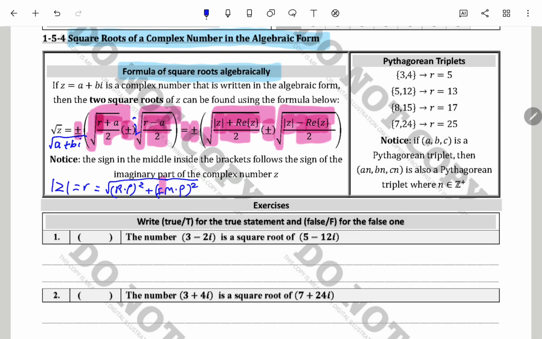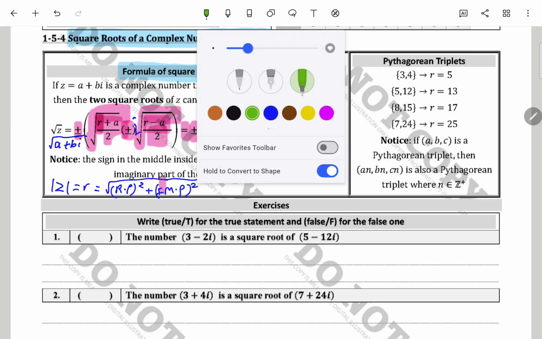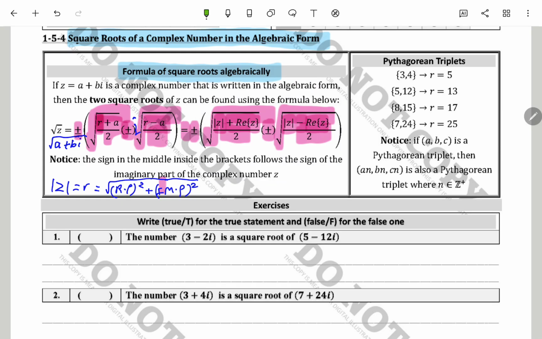The plus and minus in the middle, you have to take care about it, because if here you have a plus, you write a plus in the middle. And if it is minus, you use minus in the middle. You are not using both. Again, if you have a plus, you write a plus in the middle, and if it is minus, you write minus in the middle. This is how to find the square root of a complex number algebraically.